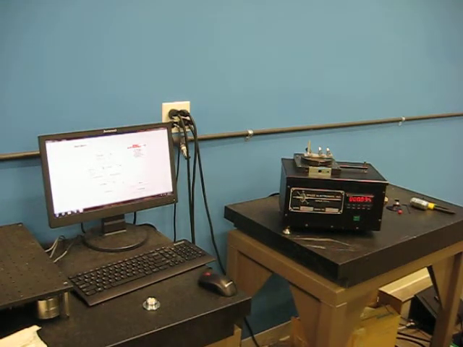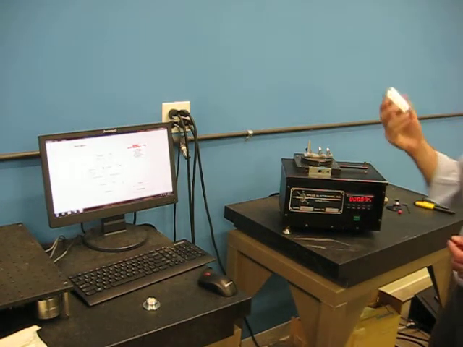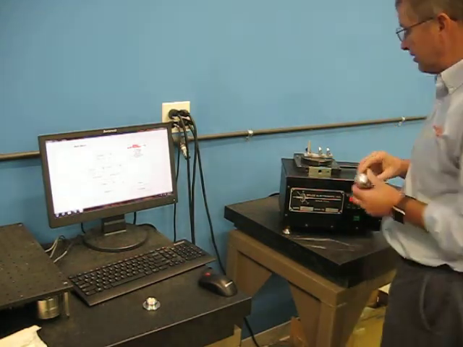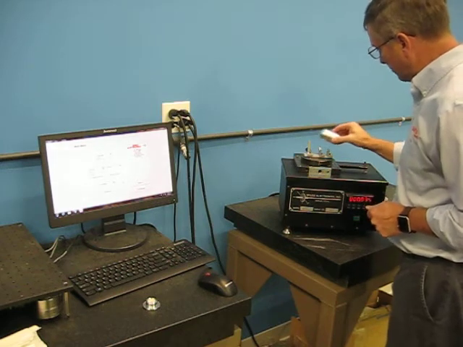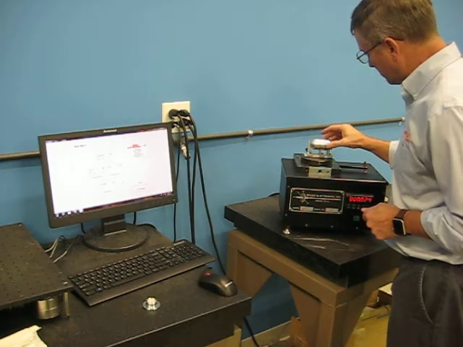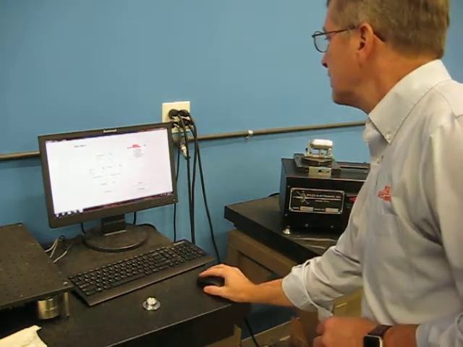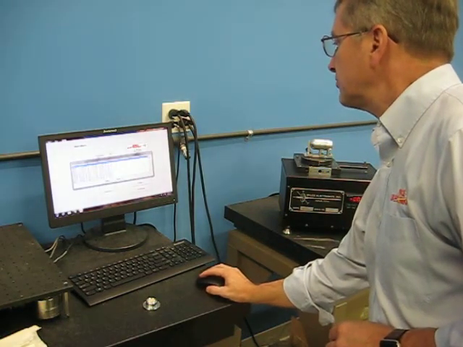Okay, and now I will demonstrate how to take a measurement of a test part in the fixture. So we've already measured tare. In the test part measurement, I place the test part onto the fixture on the machine. I select measure CG part.